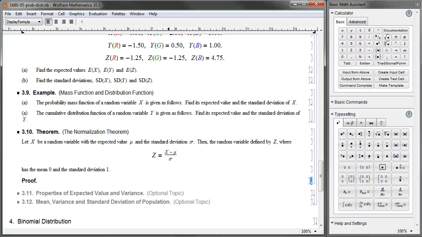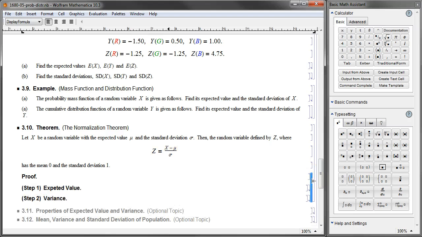X is a random variable with expected value mu and standard deviation sigma. Then you can define a new random variable by this: X minus mu over sigma. Then the new random variable like this has a mean 0 and standard deviation 1. Sometimes people call it normalization, people call it standardization or something. I prefer the term normalization.